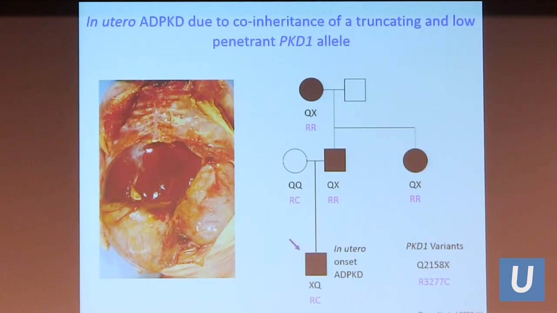One of the mechanisms is the co-inheritance of a fully inactivating PKD1 mutation, as we can see here, with a hypermorphic allele, the same hypermorphic allele I showed you in the last slide, in the last family here. And we think that the combination of these alleles lowers the level of functional polycystin 1 down to such a level that we get this severe disease.